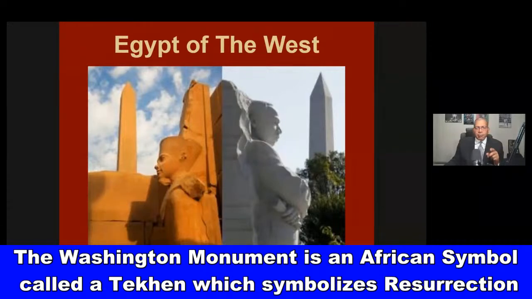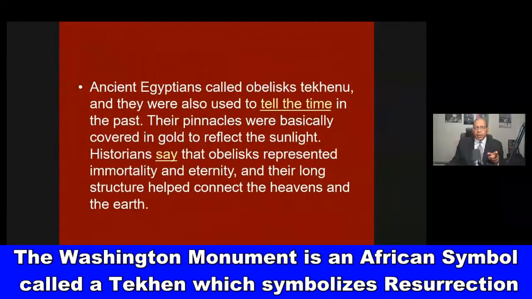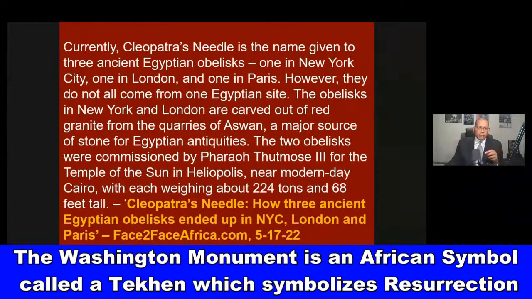The Washington Monument is an ancient African symbol called a tekken. There are about 1,200 tekkenu all throughout ancient Kemet. Today, there are less than 12. And you have 3 that are in London, England, New York City, and Paris, France. There's a good article called Cleopatra's Needle, How 3 Ancient Egyptian Obelisks Ended Up in New York City, London, and Paris, France.